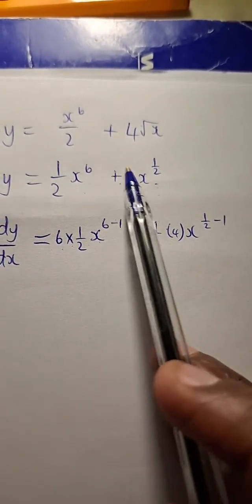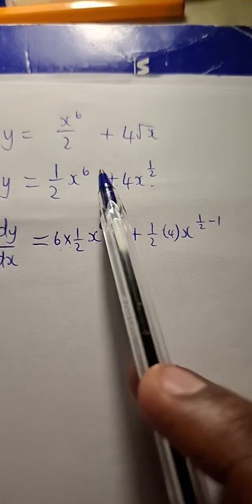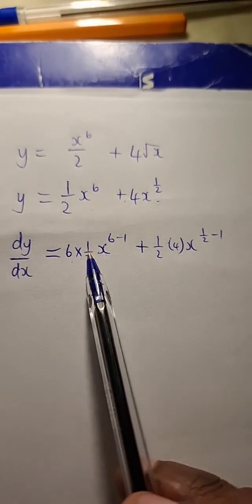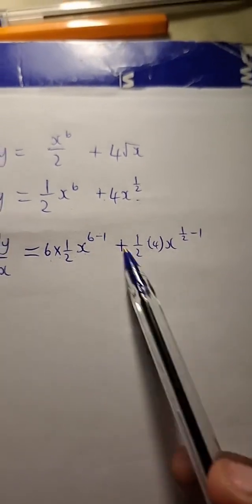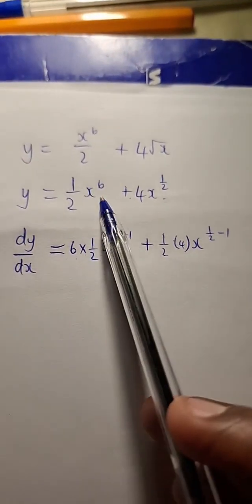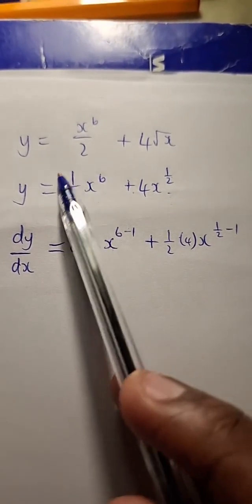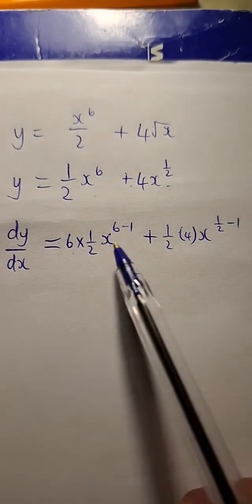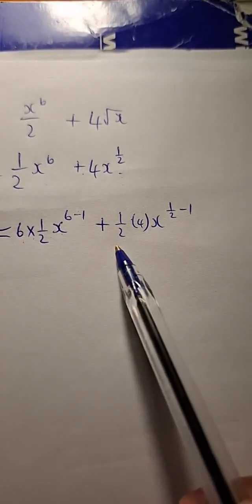It's because a plus and a minus sign, according to the grade 8, grade 9, grade 10 syllabus, separates terms. So hence we differentiated this term alone, and we differentiated this term alone. How? By taking the exponent 6, multiplying it by the current coefficient, which is a half, retaining the variable x, and then subtracting 1 from the exponent. Same thing with this term.